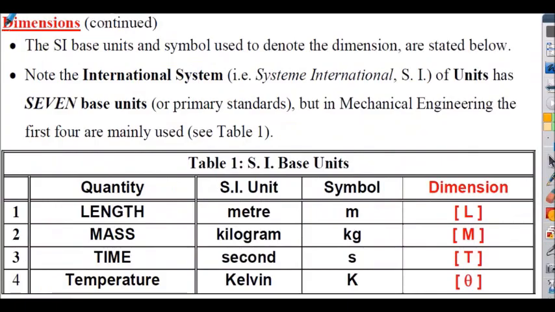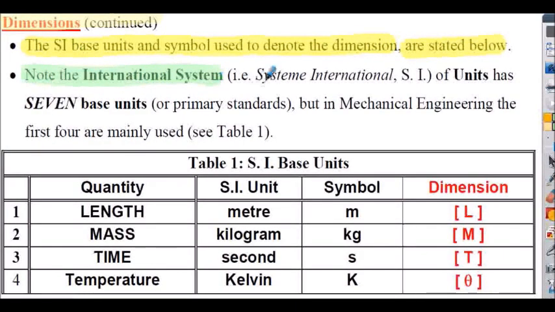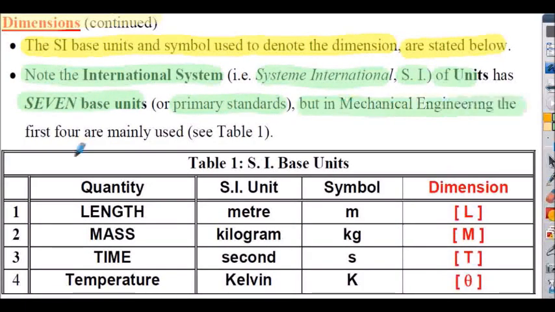Dimensions continued. The SI base units and symbol used to denote the dimension are stated below. Note the international system, i.e. the Système International or SI, of units has 7 base units, also referred to as primary standards. But in mechanical engineering, the first 4 are mainly used. Table 1 below shows the 4 base SI units we'll be considering within this presentation.